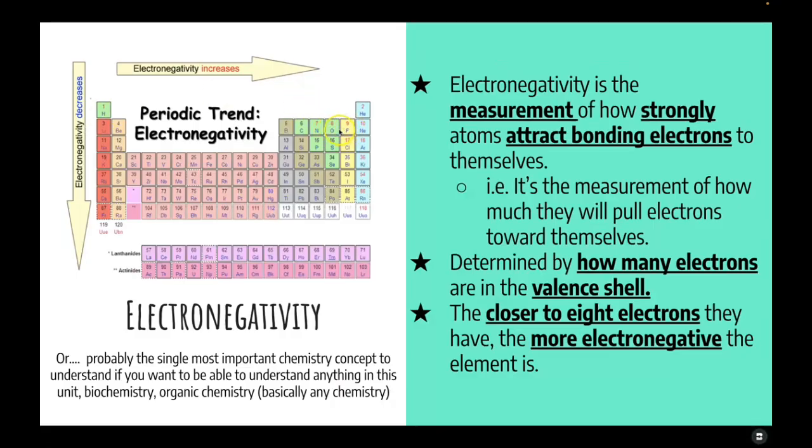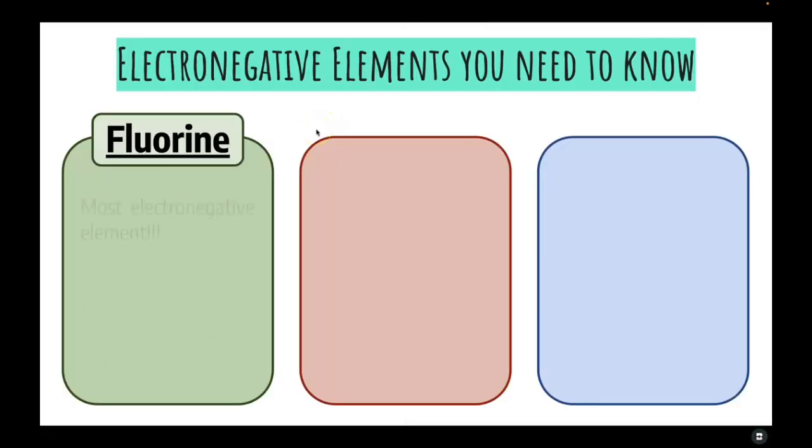And so here you can see fluorine, oxygen, and nitrogen. And you can see that fluorine is more electronegative than oxygen, but oxygen is more electronegative than nitrogen.